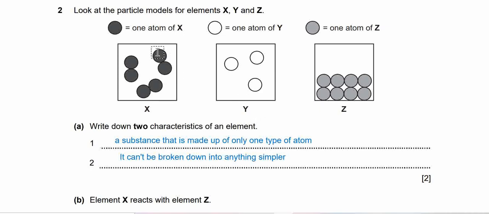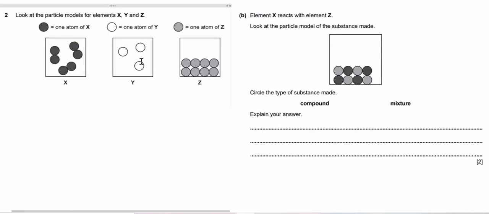Element can be a diatomic molecule like this or a single atom like this. Next. Here we go, we are in question 2b. Element X reacts with element Z. Look at the particles model of the substance made here.